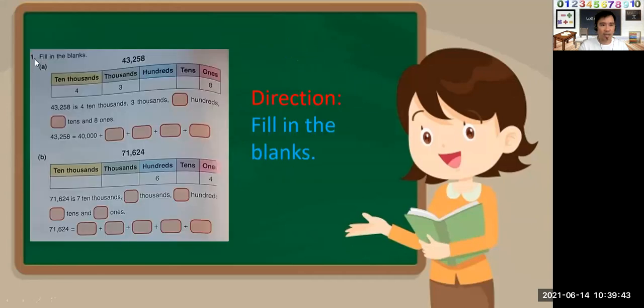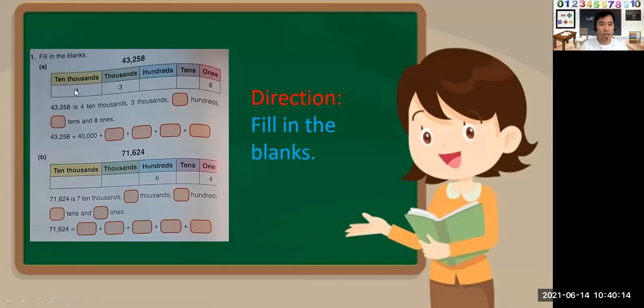In number one, letter A, the number here is 43,258. Now, you will just fill in the boxes here. What number are we going to write in here? The same thing in here and the rest of the numbers here in expanded form. And in letter B, the same thing. You will write here in the place value table. Don't forget in letter A.